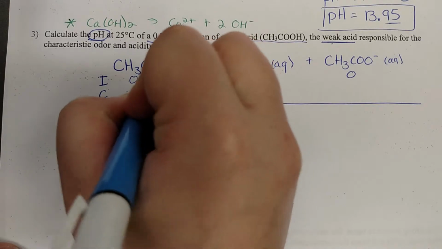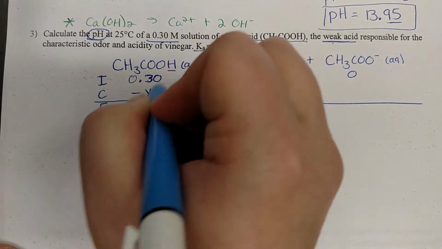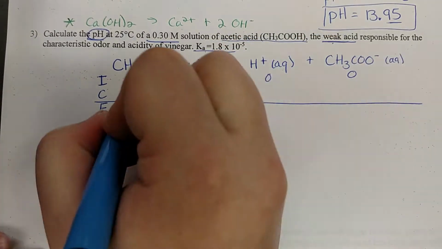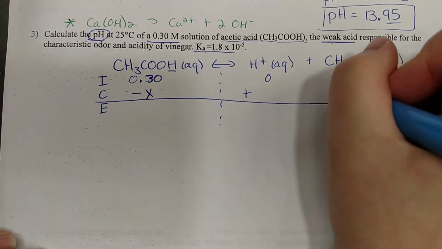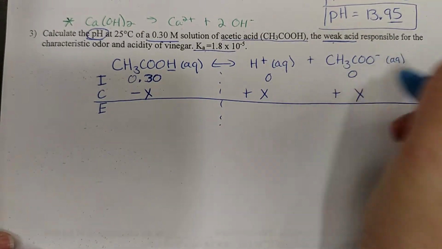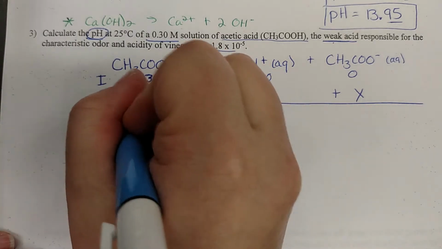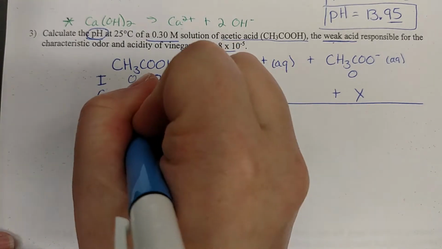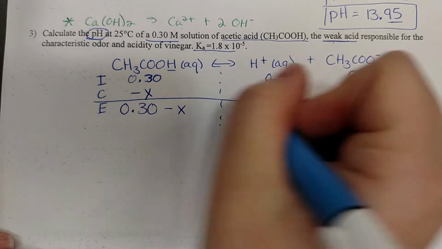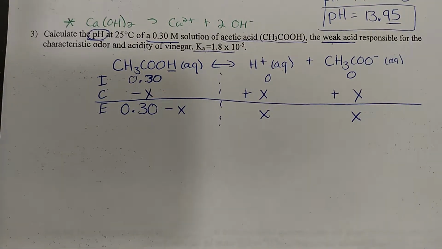So what we're going to use is X. We're going to say, okay, it's losing some amount of X, some of it's breaking down, we don't know how much. And this side is going to gain some amount, and we'll use X. We still use our mole ratio, so 1 to 1 to 1. And we can set up the rest of it from there. So we get 0.30 minus X, X, and X. So we're kind of used to setting up these ice tables. It's not too bad at this point.